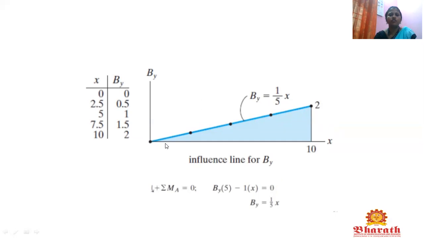When x is equal to 0, what is BY? When x is equal to 2.5, what is BY? Next, when x is equal to 5, what is the reaction at B? When x is equal to 7.5, what is the BY value? Then x is equal to 10, what is the reaction at B? So we got 2. So this is the influence line diagram for BY. Influence line diagram is nothing but finding, at each and every point of the structure, the reactions for the support.